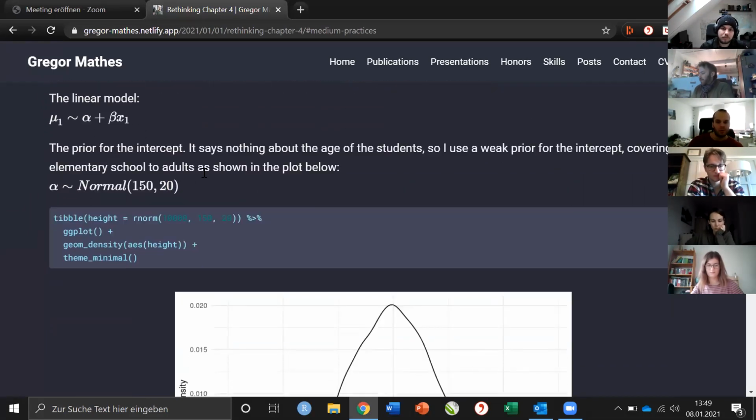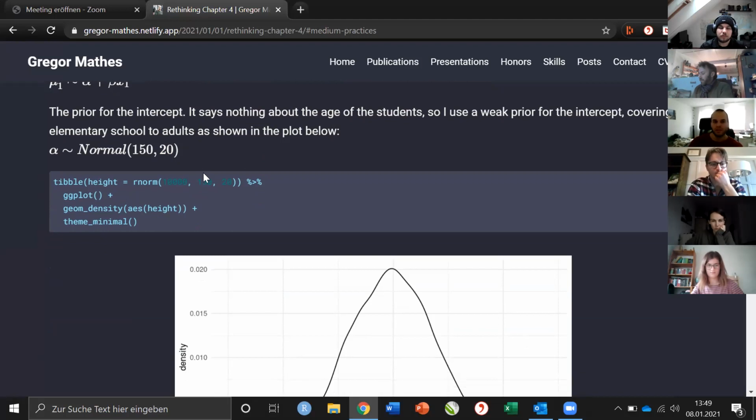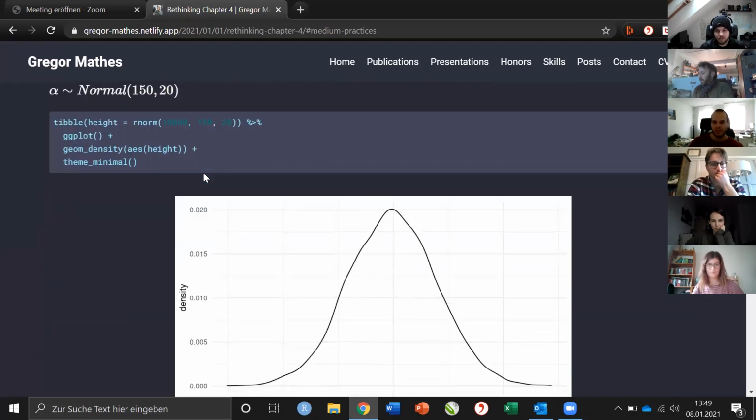So what I experience is really helpful is plotting the priors, each individually, and then doing some prior simulation as well, which really helps for deciding which prior to use.